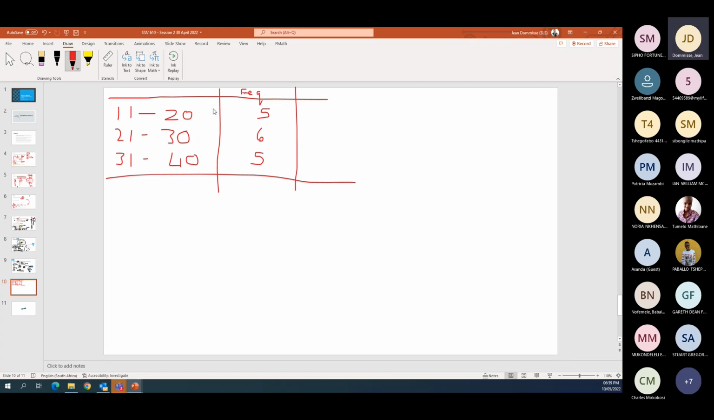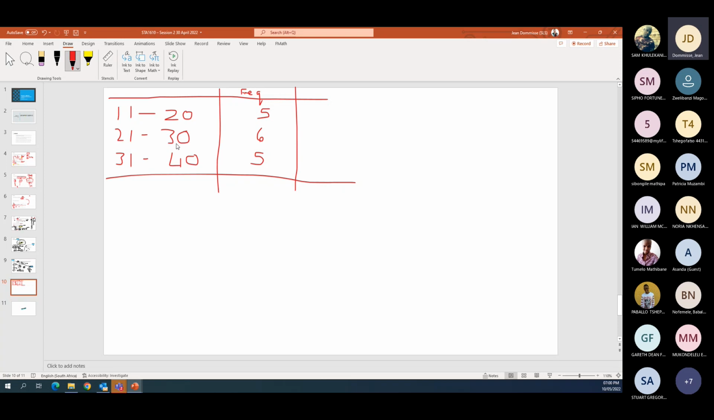So Sam, sorry if I put you on the spot, but I just want to quickly see if I need to explain it in a bit more detail. I would have said 5, 5. 5 for the lower and 5 for the upper.